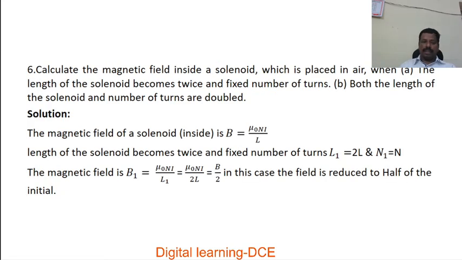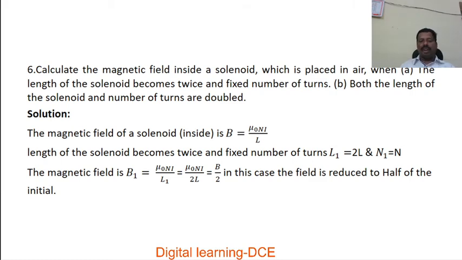Last problem, I think, in this session. Calculate the magnetic field inside a solenoid placed in air medium when, sub-question A, the length of the solenoid becomes twice with a fixed number of turns. Sub-question B, both the length of the solenoid and the number of turns are doubled. In that case, we have to find the magnetic field.